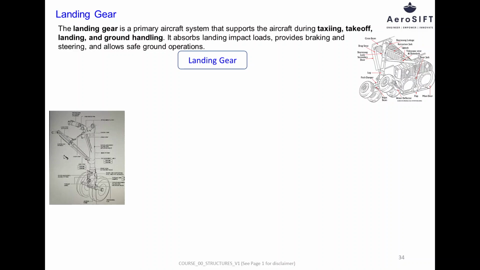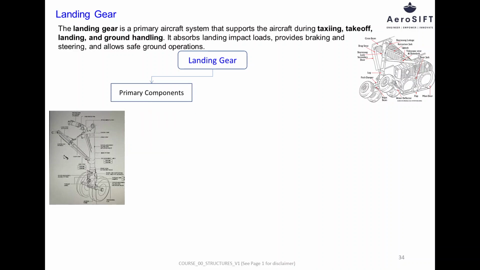The landing gear is a primary aircraft system that supports the aircraft during taxiing, takeoff, landing, and ground handling. It absorbs landing impact loads, provides braking and steering capability, and ensures safe ground operations. Structurally, the landing gear must withstand very high vertical, longitudinal, and lateral loads and safely transmit them into the aircraft structure.